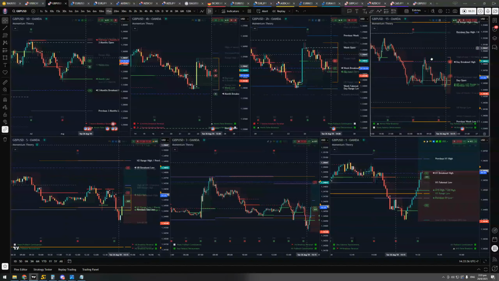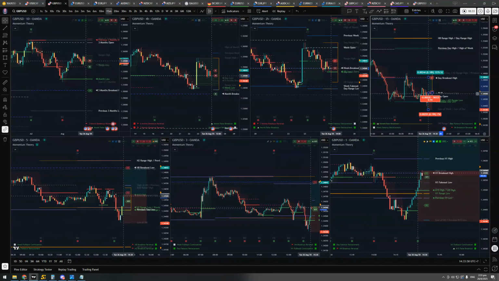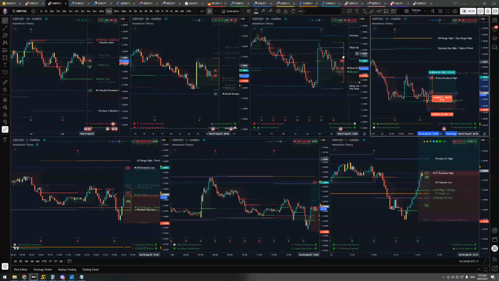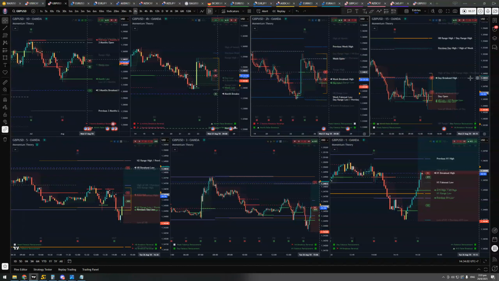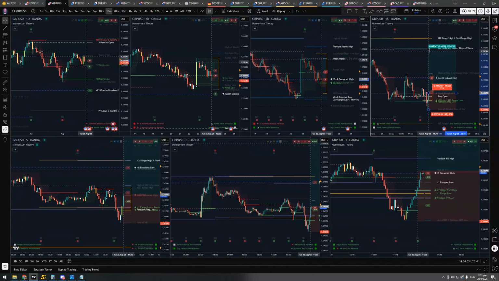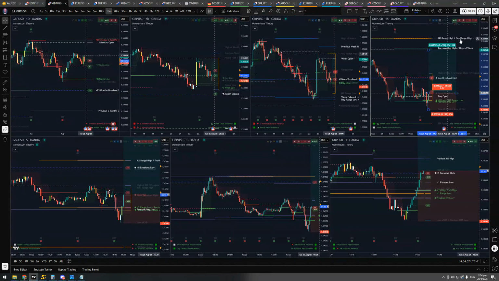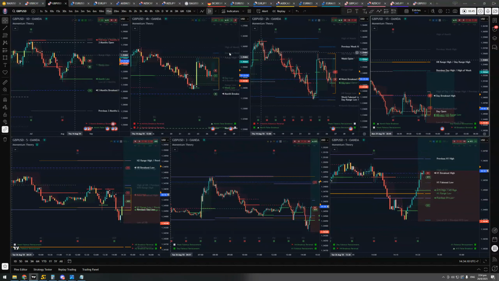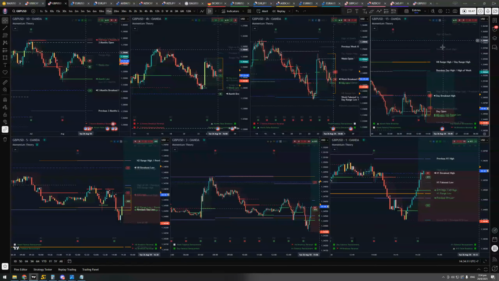And what I really want to see is price get to first target daily breakout level, second target previous day high, and then final target is the previous week high of this range.